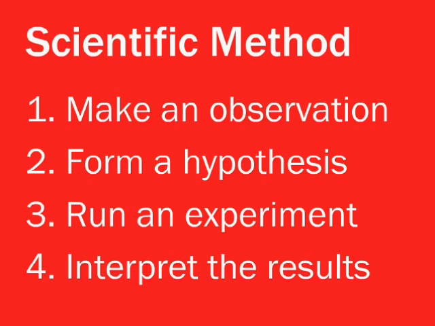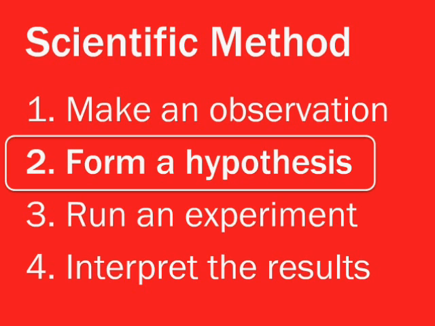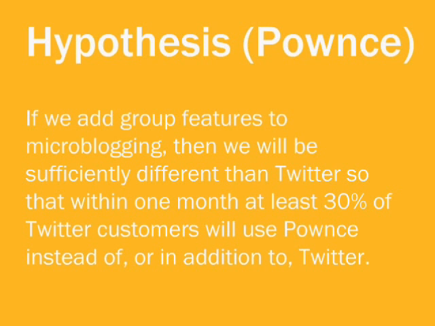So just an example of where I think I can add to this method a little bit is step number 2, where you form a hypothesis. Let me give you an example of a hypothesis. In the case of something like Pownce, which I just told you the story of, our hypothesis might be: if we add group features to microblogging, then we will be sufficiently different than Twitter so that within 1 month, at least 30% of our Twitter customers will use Pownce instead of or in addition to Twitter.